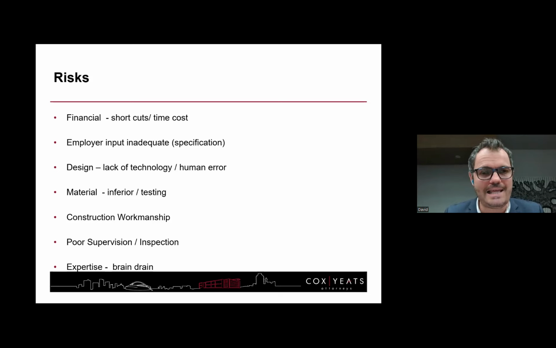Material: either an inferior material has been used or the testing has been wrong. So we've seen lots of construction and engineering failures where it goes straight back to material. Either the material put down is inferior, or the testing has shown it to be fine, but it's actually inferior. There's a problem with testing. Construction workmanship, you know, the contractor always gets blamed. It's always that contractor. There are examples where construction workmanship is a problem. Poor supervision and inspection. Please, you must differentiate between supervision and inspection. They are not the same thing.